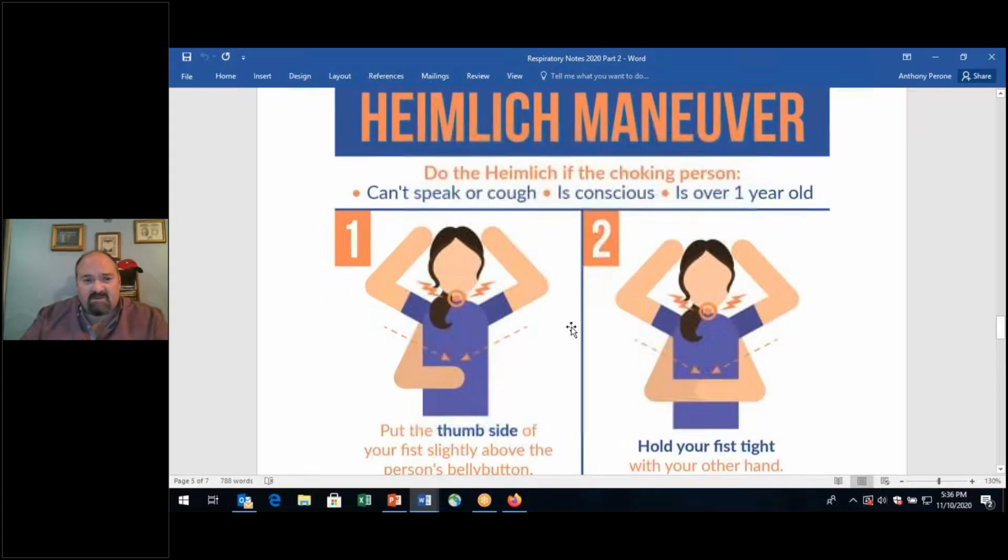Here's just some information regarding the Heimlich maneuver. I stopped sharing my screen and I'm just bringing you all out for a moment. I wanted to know, has anybody ever had to do the Heimlich maneuver? Nobody? Okay.